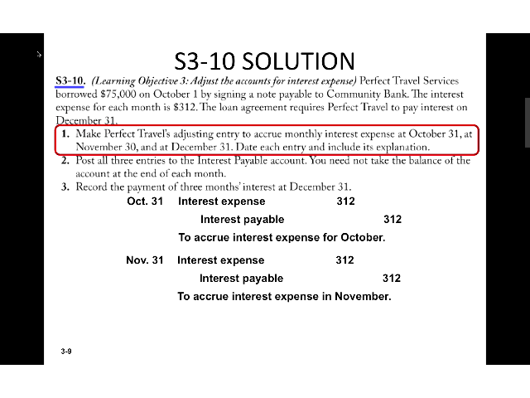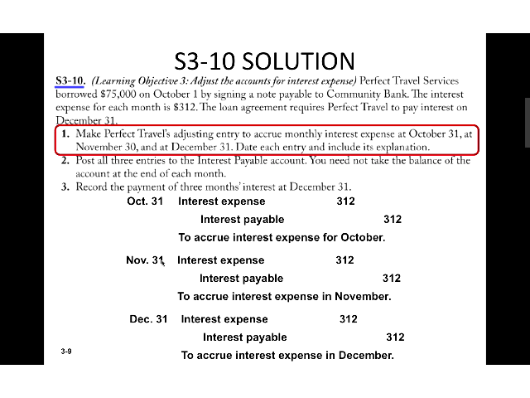Now for November, I don't know that I'd write it down. I would just write November. It's not November 31st, that's November 30th. And it's the same exact entry as October because another month went by and we owe additional interest. So we're going to debit interest expense, credit interest payable. When we accrue interest, it's always going to look like this. We're going to debit interest expense, credit interest payable. Okay. Now, December 31st, we're going to accrue interest again. So again, you don't necessarily need to write all 3 of these down. They're going to look exactly the same each month because we're accruing additional interest each month.